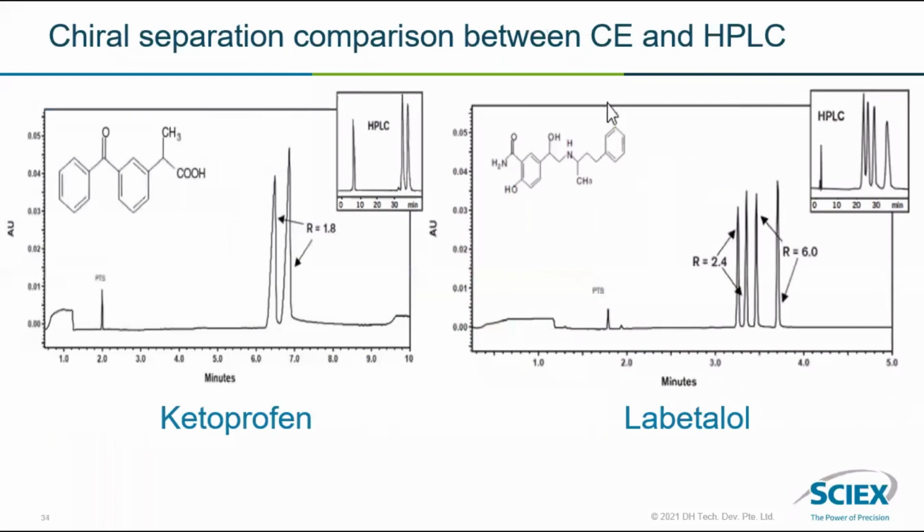Another classical example is two different molecules for chiral analysis, ketoprofen and labetalol. On the left-hand side you can see the separation of ketoprofen, and in the inset you can see the separation done by HPLC. But the resolution we get here in CE is much better than HPLC for both examples. On the right-hand side in the electropherogram, you can see the HPLC separation and the CE separation, and here also you can see the resolution we got for the different peaks present in this sample.